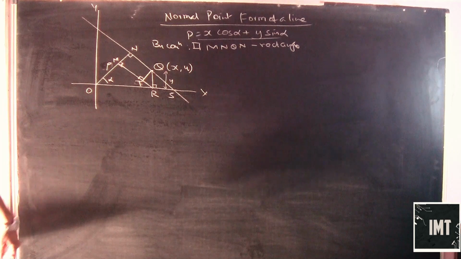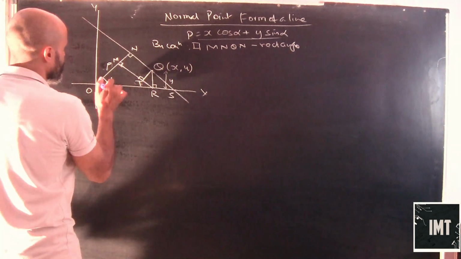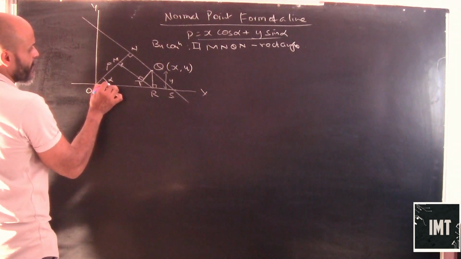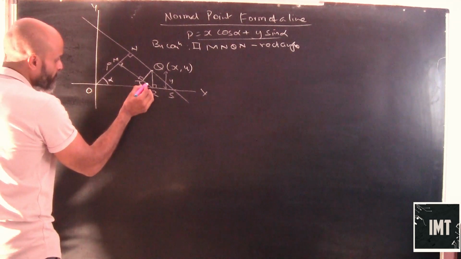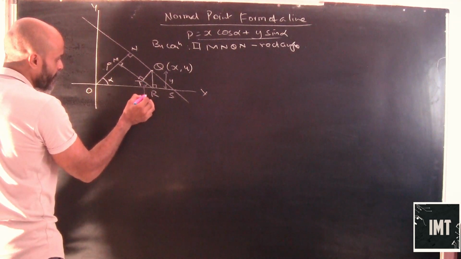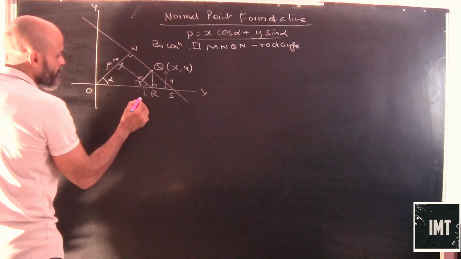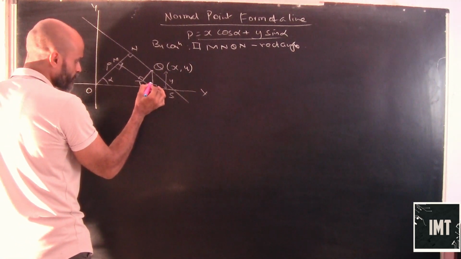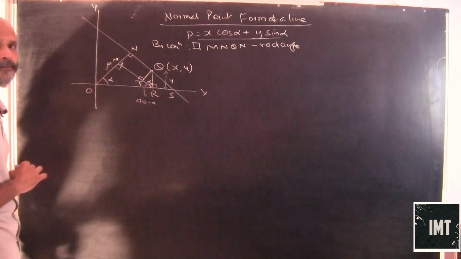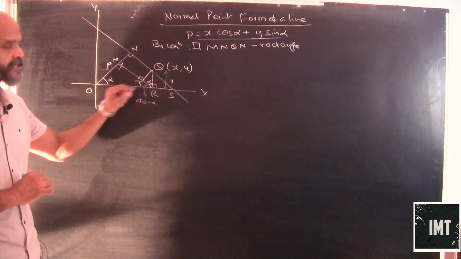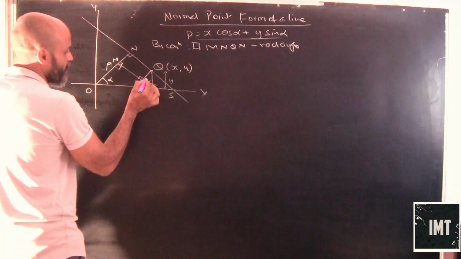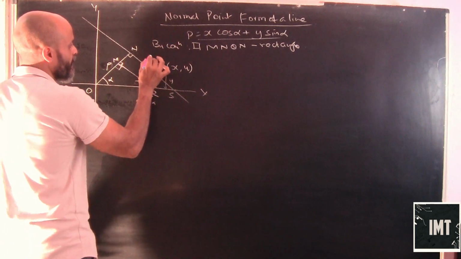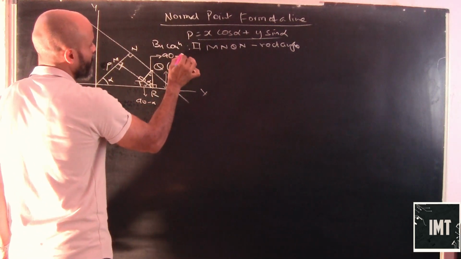Now if we consider this is angle alpha, look at this very carefully. So this is alpha. Obviously this angle will be what? This is 90, so obviously this will be 90 minus alpha. Now this is 90, so this angle will be alpha. So if this is alpha, this is 90, obviously this angle is going to be 90 minus alpha.